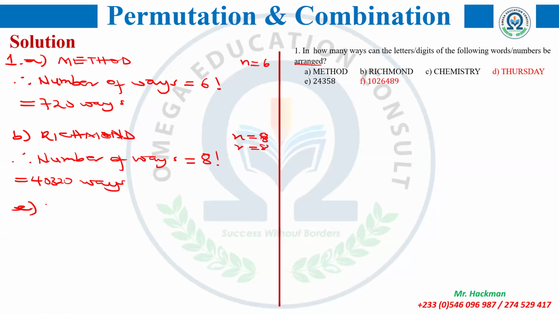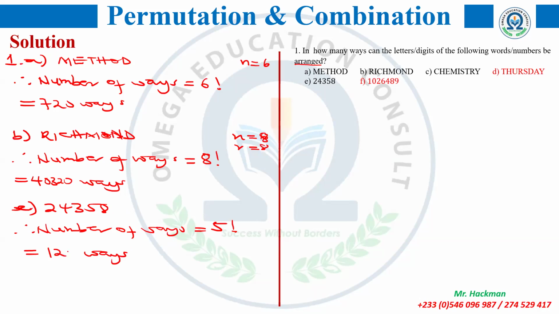We are looking at 2, 4, 3, 5, 8. So therefore, the number of ways will be equal to, let's count, 1, 2, 3, 4, 5 distinct objects. And we are arranging all of them at a time. So that will give us 5 factorial, which will be equal to whatever your calculator gives you, you attach ways. So 5 factorial will give us 120. So you have 120 ways. As simple as that. All correct.